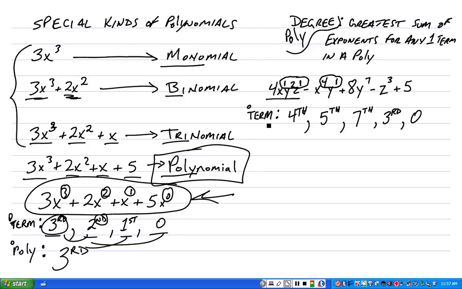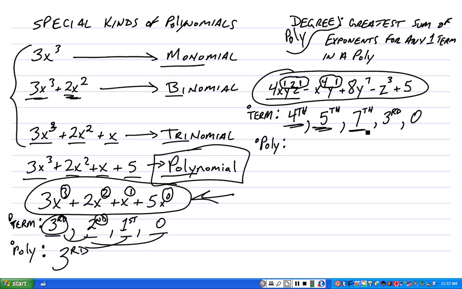Now that's the degree of the term, but we need to know the degree of the whole thing, the degree of the entire polynomial. So for the whole thing, what's the degree? And once again, the degree for the entire polynomial is determined by the highest degree in our list of degrees for each term. So if we look at all the degrees we have listed for each term, the highest one in the group is 7th. So this polynomial would be considered a 7th degree polynomial.